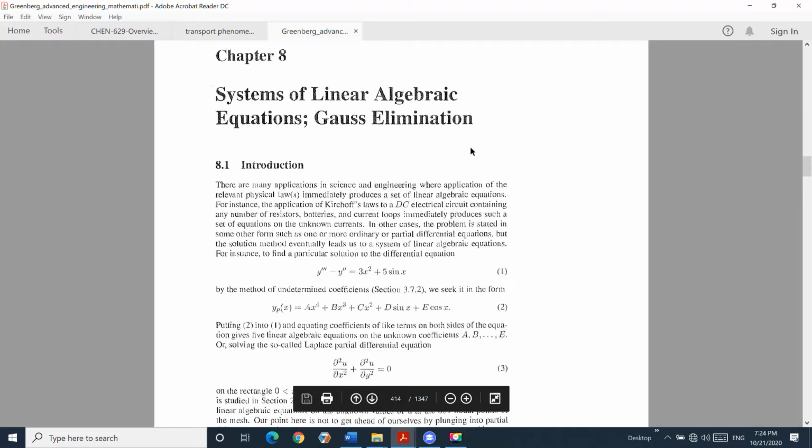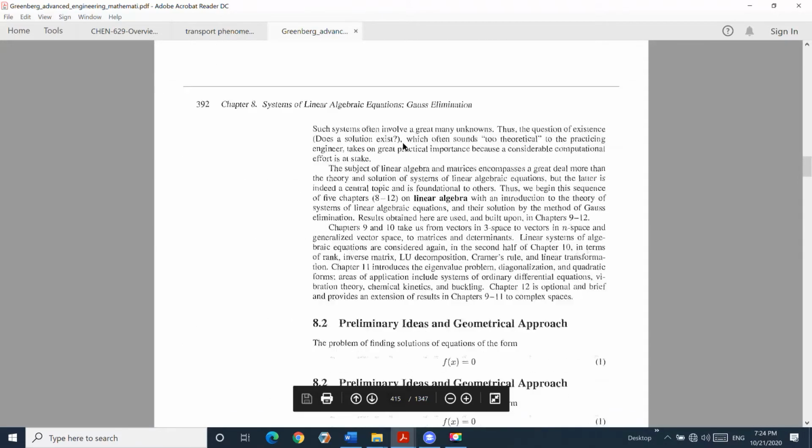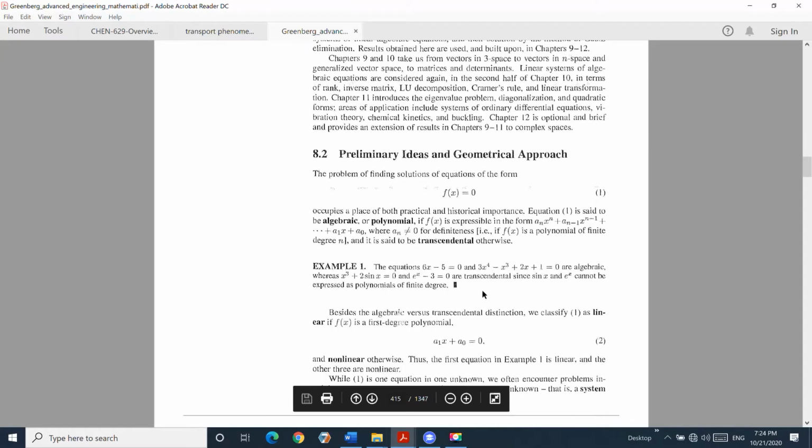Let's say you have three different algebraic equations. You have three unknowns and you need three equations. So you can solve these equations simultaneously by using linear algebraic equations, let's say the Gauss elimination method introduction. You know this from the undergrad.